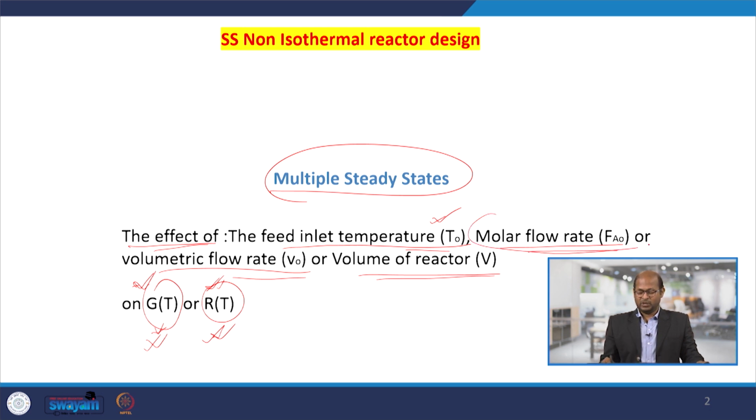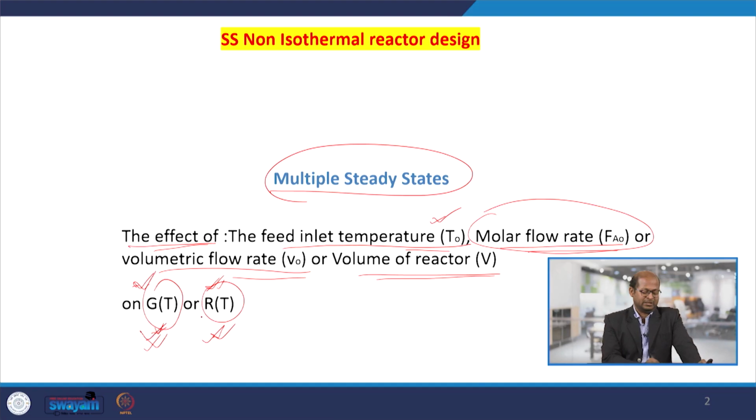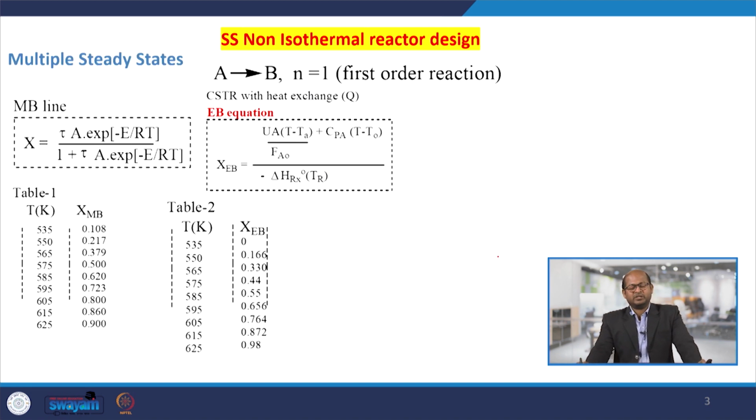If we change the molar flow rate, where the reactant is fed at a particular rate, let us say 10 mole per second, and we change it from 10 to 20 or 10 to 30, then what would be the effect on overall heat generation and heat removal? Also, we will discuss the effect of changing the volumetric flow rate and the volume of the reactor.